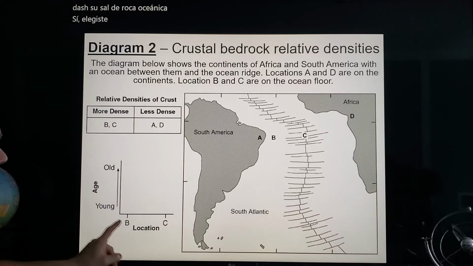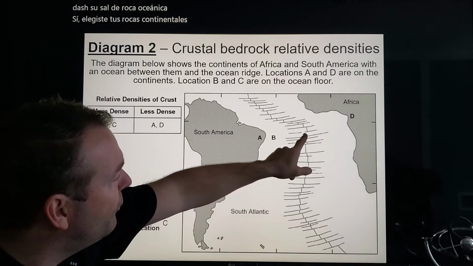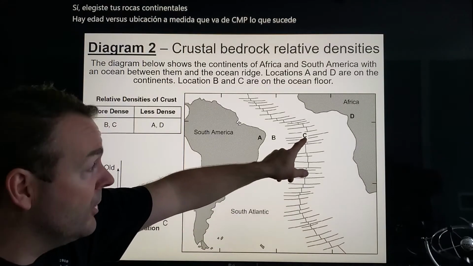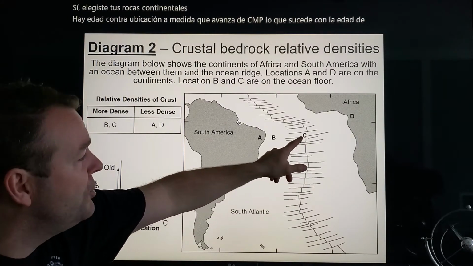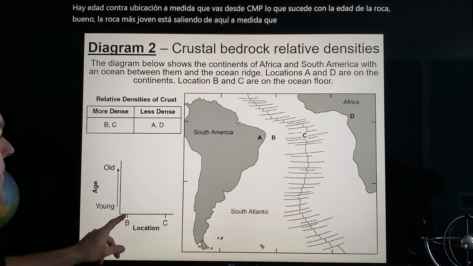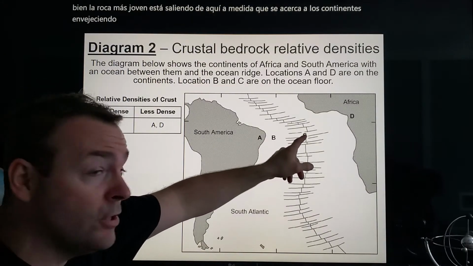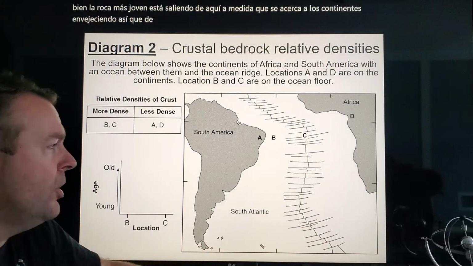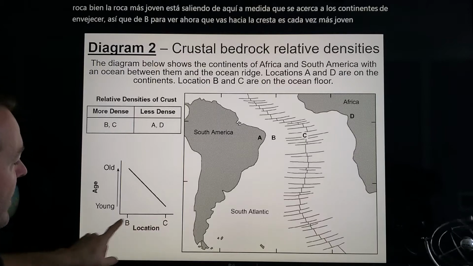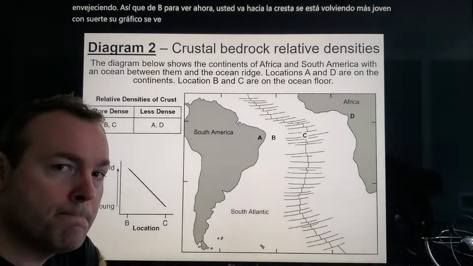Here is age versus location. Well, as you go from C to B, what happens to the age of the rock? Well, the youngest rock is coming out here, and as you get toward the continent, it's getting older. So from B to C, now you're going toward the ridge, it's getting younger. Hopefully your graph looks something like that, getting younger as you go from B to C.